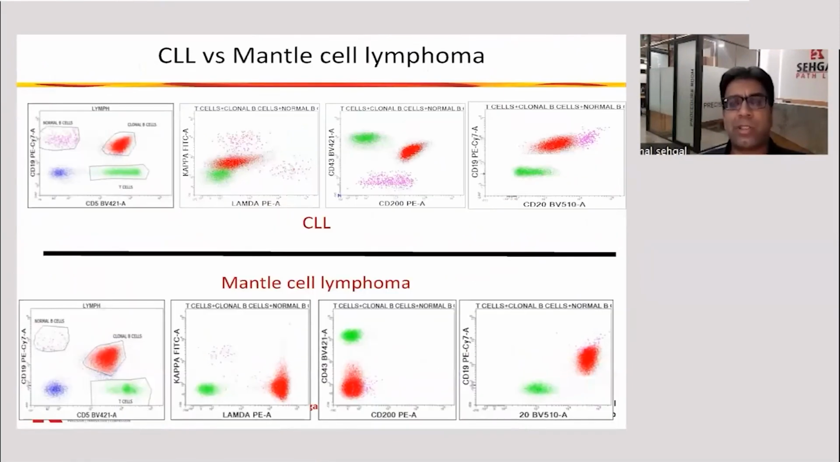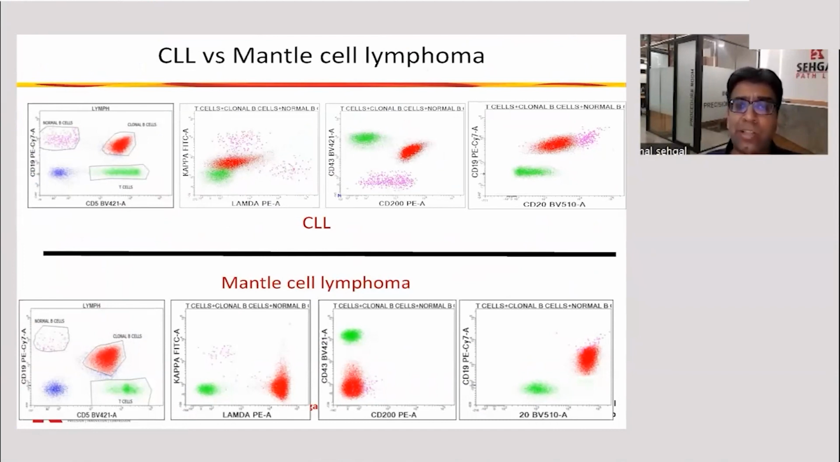Now, for reference, I have kept a CLL case which you just saw previously here on the top. And below is another patient. Again, I am seeing the red clonal population being CD19 and CD5 positive. Here, the lambda is brightly positive. Compared to the CLL case, see, this is where the lambda intensity is bright.